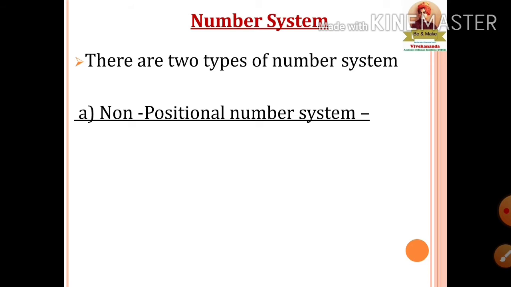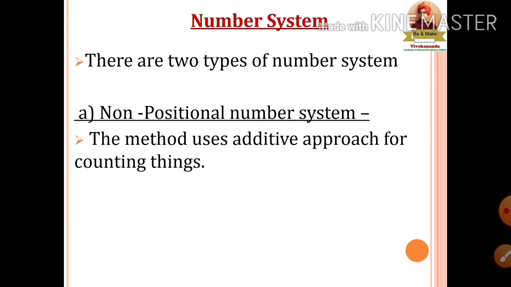The first type of number system is the non-positional number system. Now what is meant by non-positional number system? It is a method of counting things where the additive approach of counting is used. Now what is meant by additive approach? Additive approach is nothing but counting the things and adding all those numbers to get the final result. So that is considered an additive approach. Keep on adding the things.